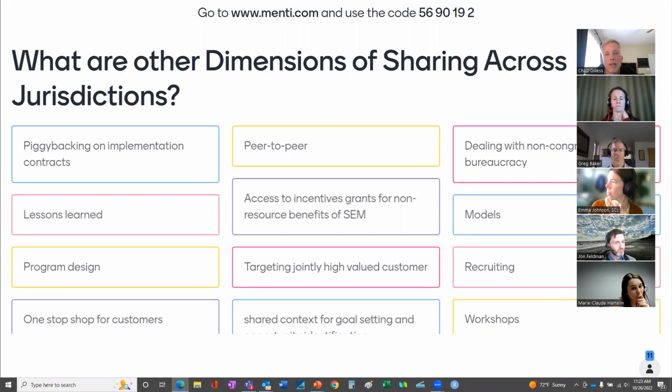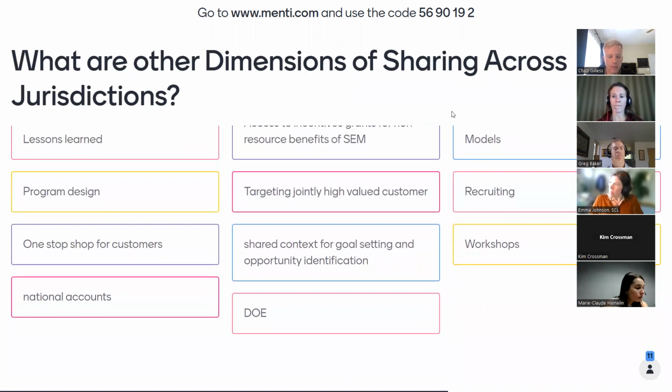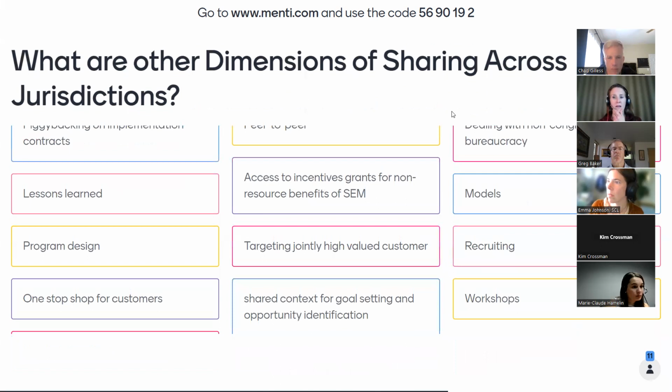Access to incentives and grants for non-resource benefits of SEM. What are some examples? Could someone type in some of those? Yeah. Oh, sorry. I'll type it in. Thanks, Kim. No, go ahead. I was thinking like innovation grants. SEM practitioners might get good at things like emerging tech or other things like that. So leveraging other types of agencies whose metrics are not resource acquisition to bring additional money into advanced projects that SEM participants might be doing is one example. And that's a type of multi-jurisdiction. I think it's a little bit looser than these multi-utility models.